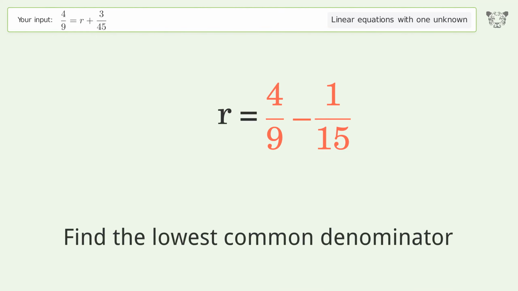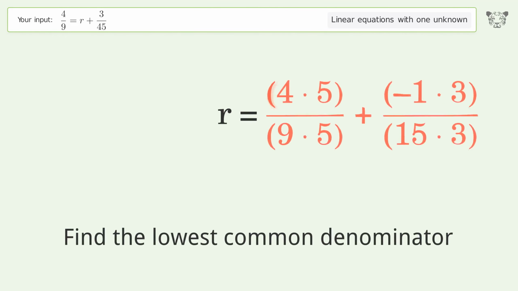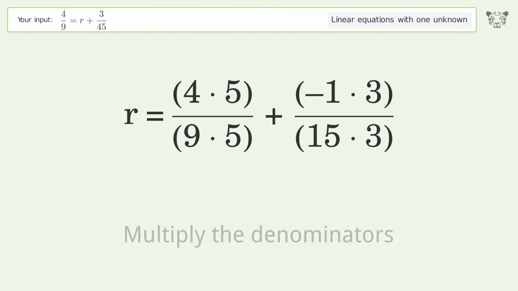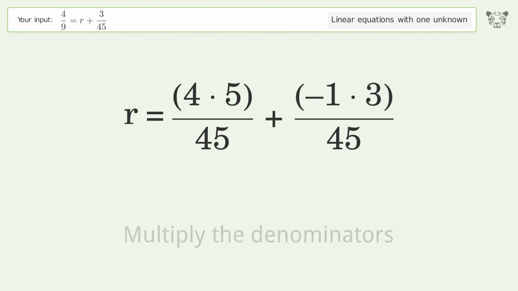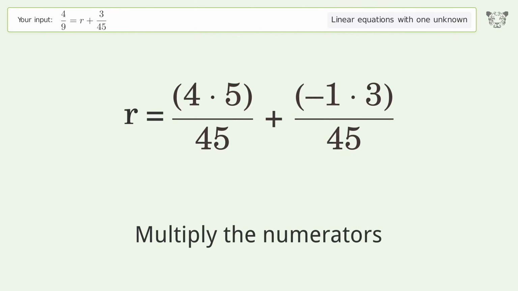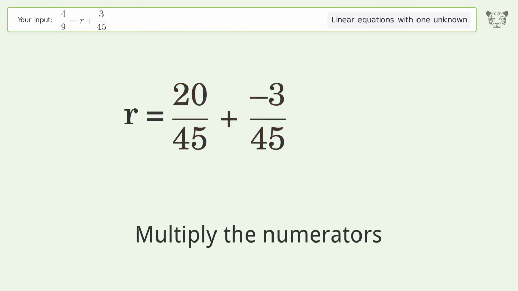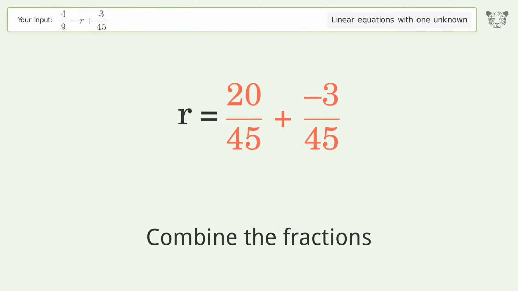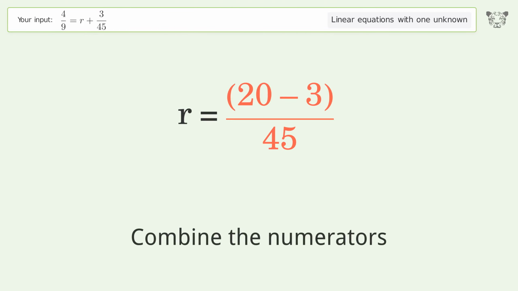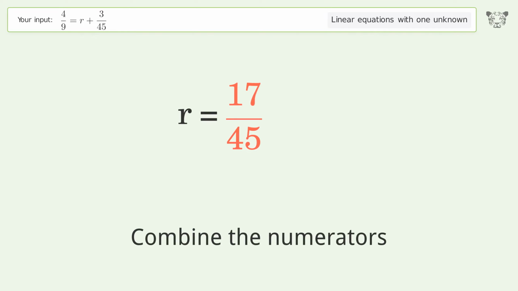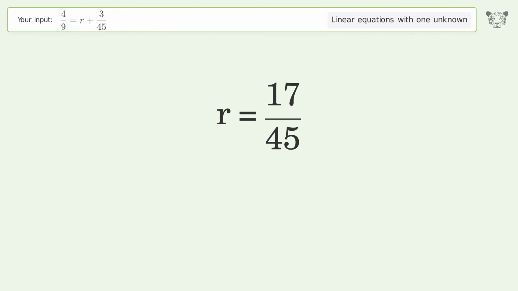Find the lowest common denominator. Multiply the denominators. Multiply the numerators. Combine the fractions. Combine the numerators. And so the final result is r equals 17/45.